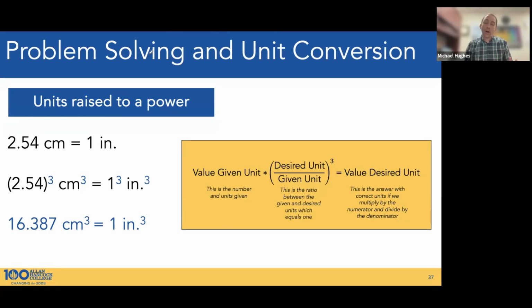The way to solve these easily is the same way we've been solving. We're going to take our given unit. We're going to look at the relationship before we cube anything. So if we were converting from cubic inches to cubic centimeters, we would simply look at the relationship between inches and centimeters and then cube everything. Multiply what's on the numerator, divide what's on the denominator, and get our new units and our new value.